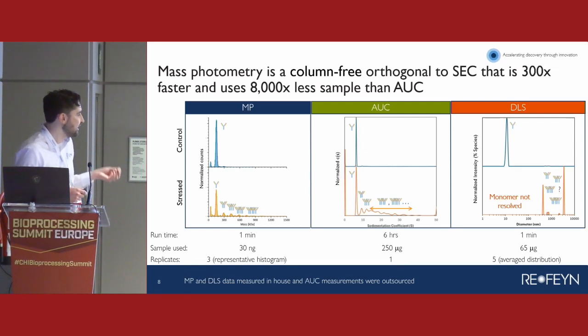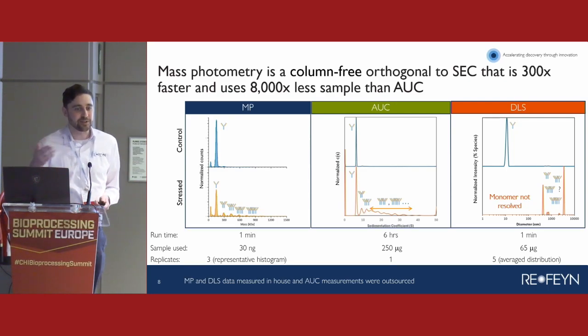But the key thing is the amount of sample you're using to do this. So 30 nanograms for mass photometry versus 250 micrograms and 65 micrograms for DLS and AUC. And crucially for AUC, the time taken is huge. So we're delivering AUC or better results with the simplicity of a method like DLS, where pretty much you put your sample on, you hit record, and you have your data.